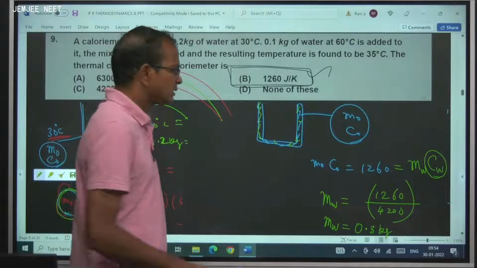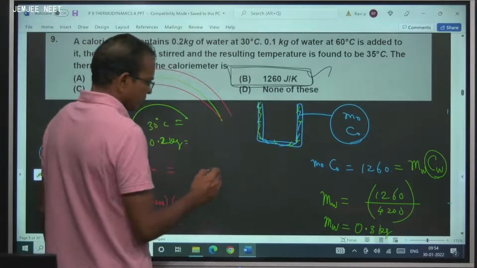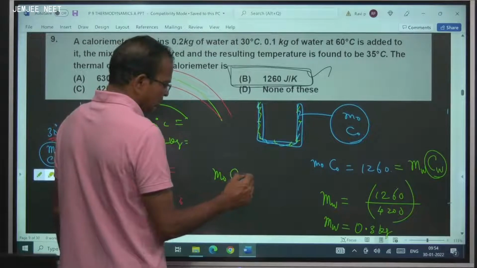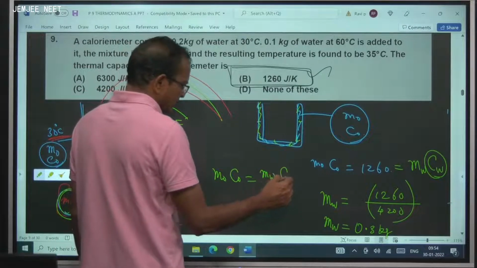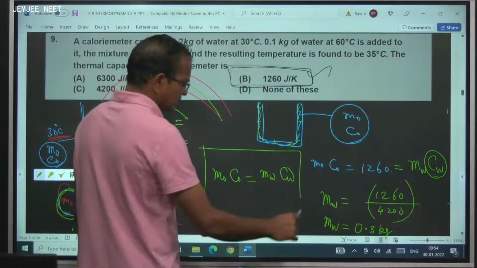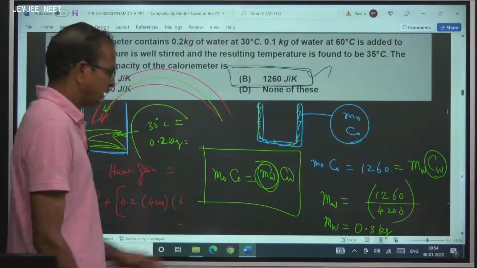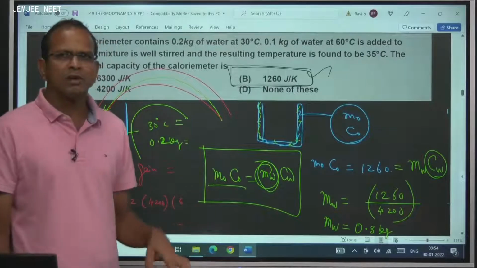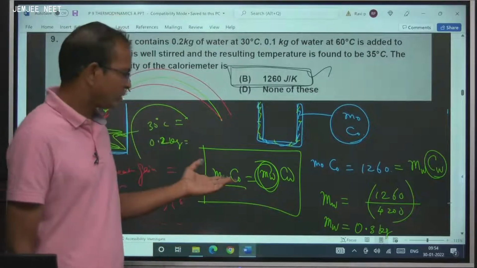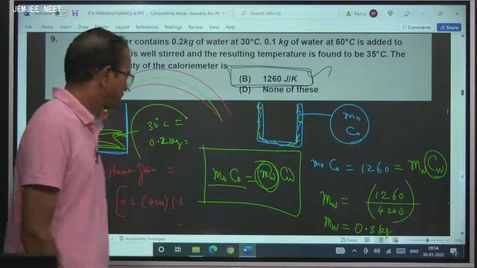Yes, the simple formula is this. What is that? m0 c0 equals mw cw. That's all. In this formula, mw is called the water equivalent. Take any body, the mass of, suppose, copper and the specific heat of copper, and you will get the answer. Got the point?